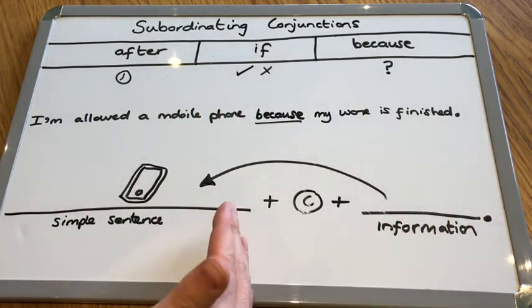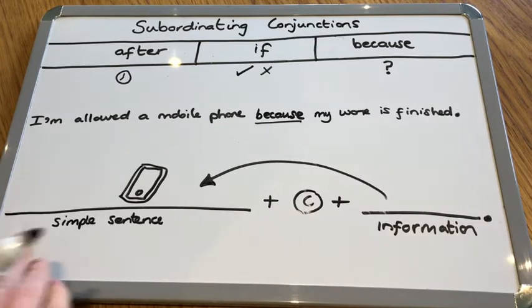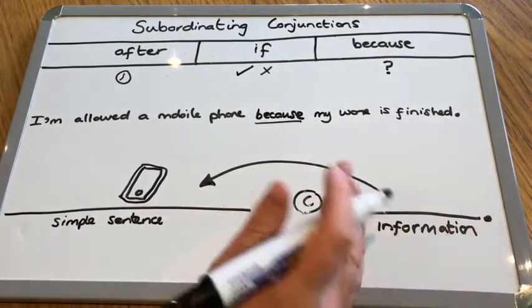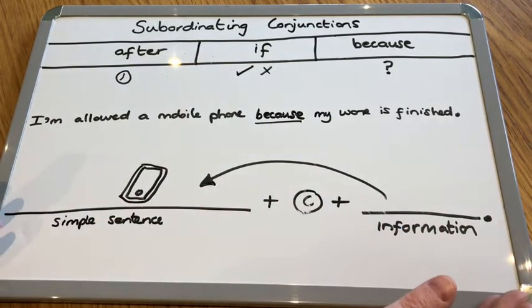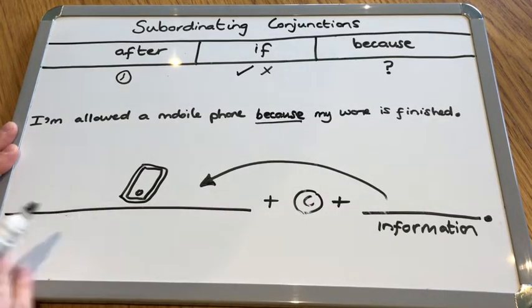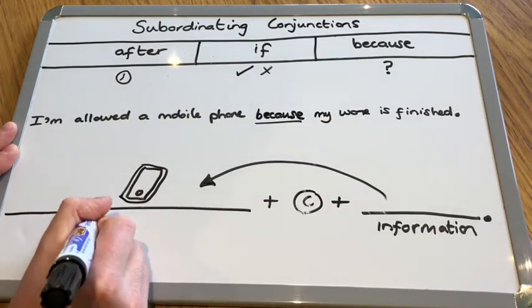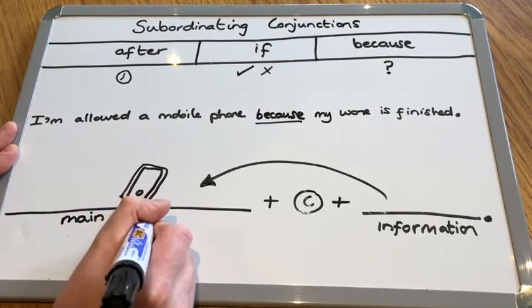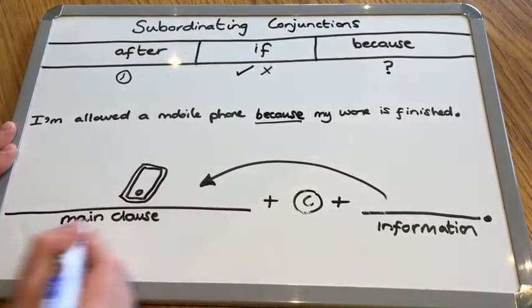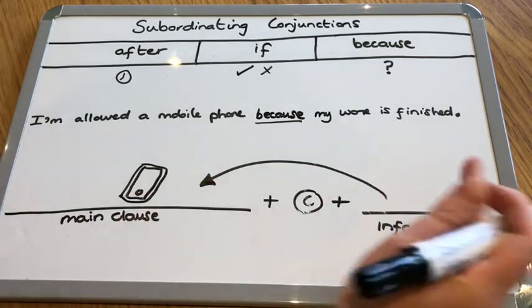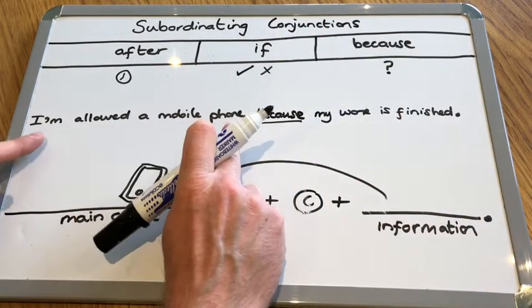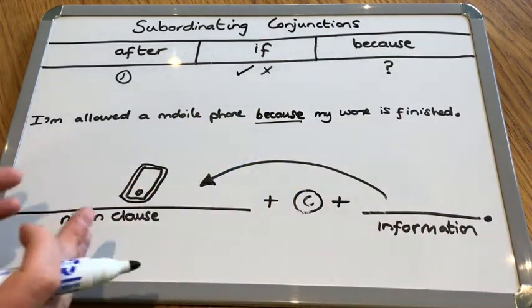Now, once this sentence is put together, it's no longer a simple sentence. We grew it, we built onto it. So what we have now would be known more as a complex sentence. Not complex because it's hard, but complex because of its different features. It's got many parts to it. And this simple sentence now could be called the main clause. And that means this is the main idea, the most important thing in this sentence. It's really what the sentence is about, the phone, and being allowed it.